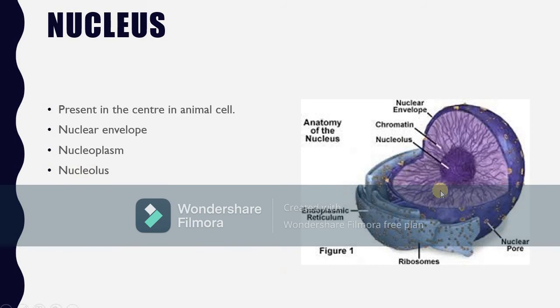Then a dark spot is present. Here you can see this is the nucleolus. It is a dark spot, and it is the site where ribosomal RNA is formed and assembled into ribosomes. Then you can see the chromatin is present. These chromatins combine and form the chromosomes. And these chromosomes are composed of DNA, that is deoxyribonucleic acid, and proteins. The prokaryotic cells do not contain a prominent nucleus. Their chromosome is made of DNA only and is submerged in the cytoplasm.